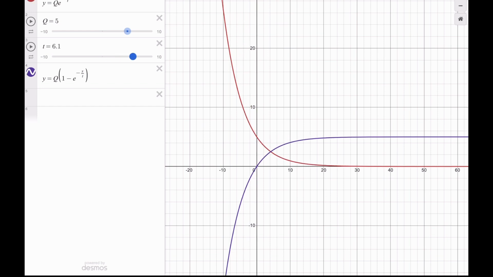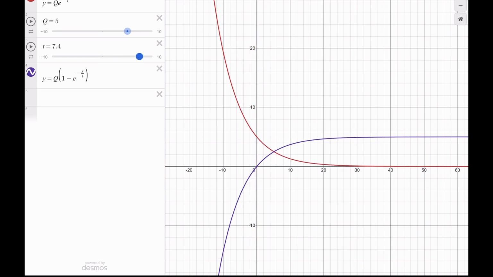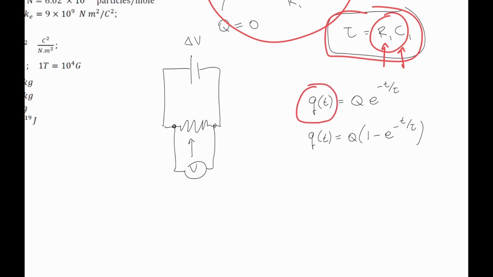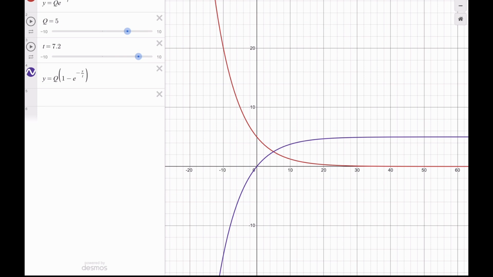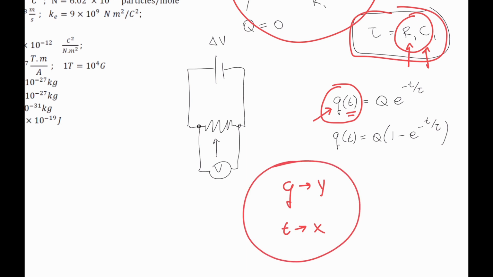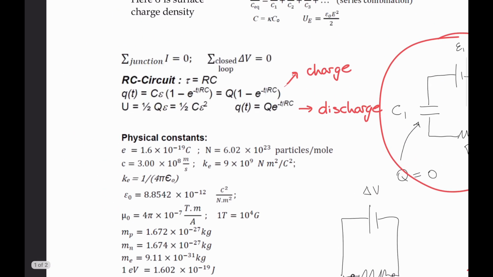You could see the functions here are related, the charge and discharge. The red function is the discharge because the capacitor is losing charge. Remember, these equations are literally equations for charge Q as a function of time. So here what I'm plotting on the y-axis is charge, and what I'm plotting on the x-axis is time. Charge is y, time is x. I'm plotting this. Here we have the charge function. So this is charge, this is discharge, right?